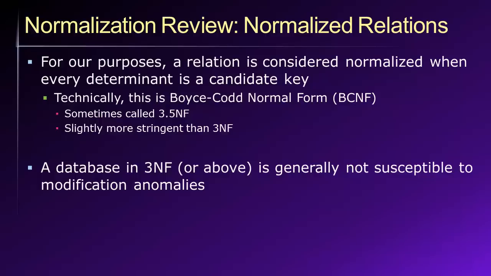Boyce-Codd normal form is a slightly more stringent version of third normal form, and it is sometimes called 3.5 normal form for that reason. A database design which has been normalized such that it is in third normal form or above is generally not susceptible to the types of modification anomalies that we described earlier, and at this level of normalization, a database design is also almost always sufficient to handle any business data problem.